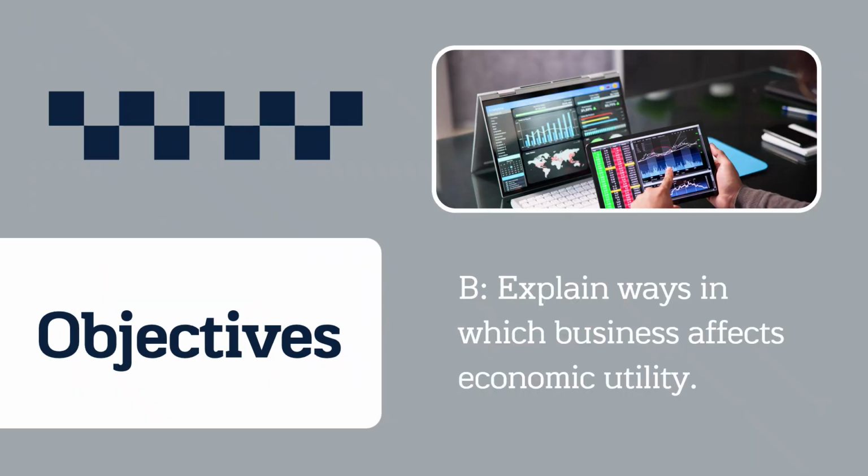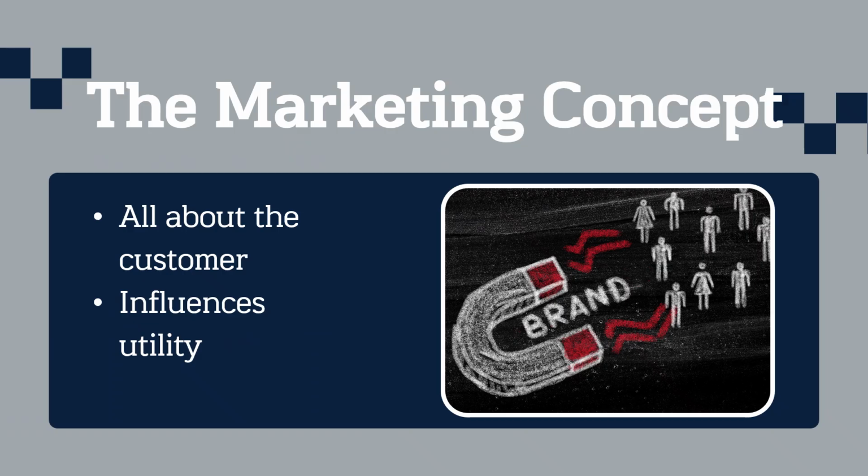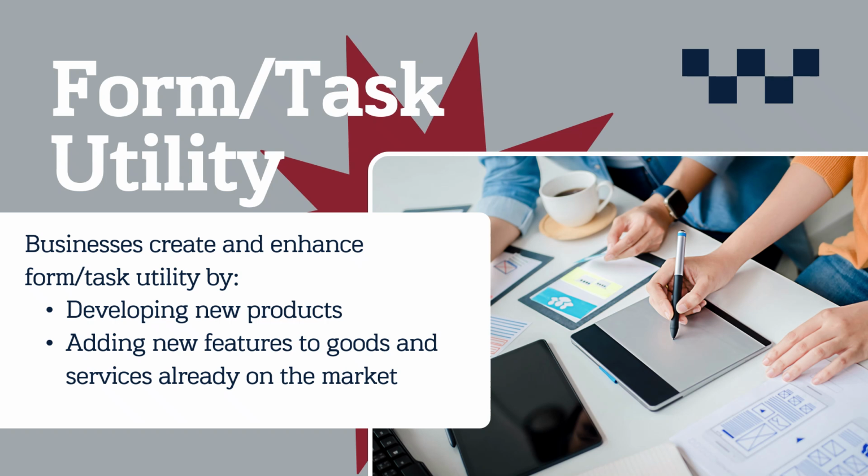Now, companies and businesses affect economic utility in several ways. It's all boiling down to marketing, about the customer. We talked about that in Unit 2, customer relations, and the influences that has on utility. For form and task, businesses create and enhance form and task utility by developing new products, adding new features to their goods or services that are already on the market. For example, having an app that displays the restaurant menus is great for utility. Being able to order from the app provides a new feature that makes it even more useful and has more utility.